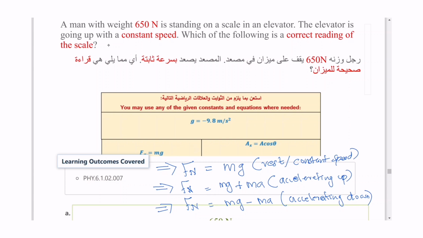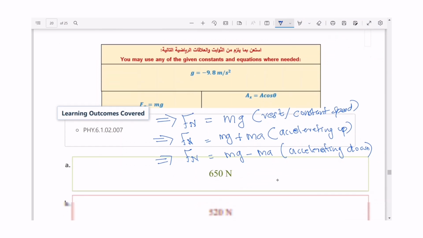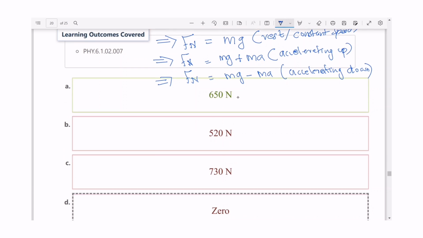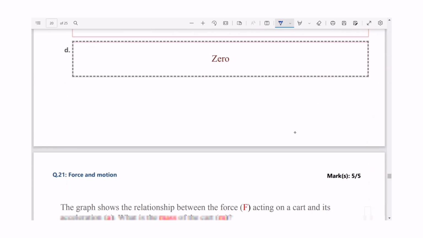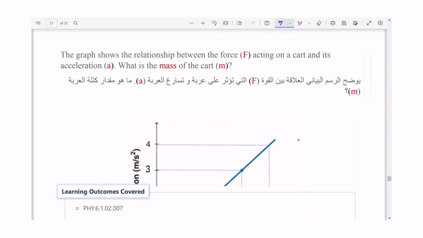So here your actual weight is 650 Newton and the elevator is moving at a constant speed. So the scale reading will be the same as your weight, that is 650 Newton. Scale reading is also called the apparent weight. So when the elevator is at rest or moving at a constant speed, apparent weight is equal to actual weight.